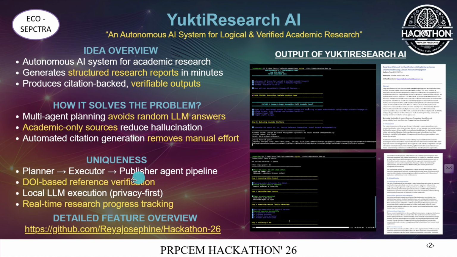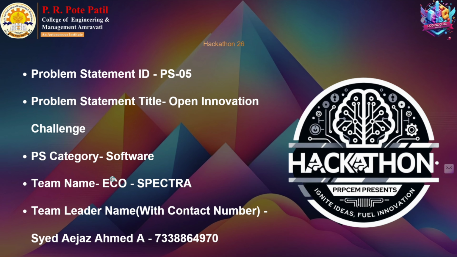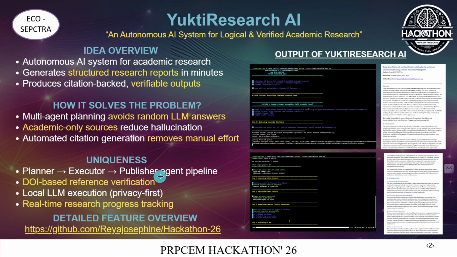First, the planner agent understands the research topic and breaks it into logical subquestions. Then, multiple executor agents work in parallel collecting information from trusted academic sources like ArXiv, PubMed, and Semantic Scholar. Finally, the publisher agents synthesize only verified content into a proper academic structure. This avoids random answers and ensures logical flow, relevance, and citation integrity.